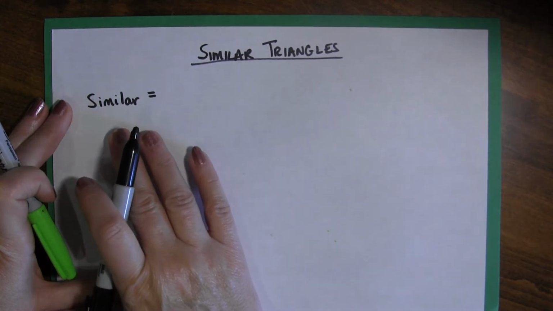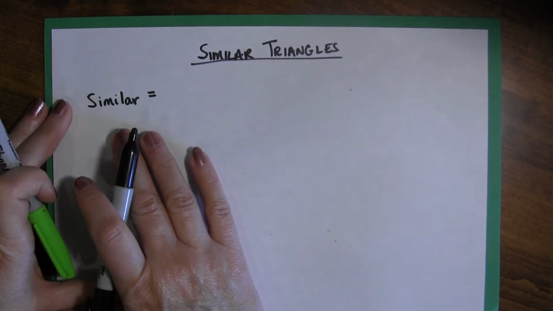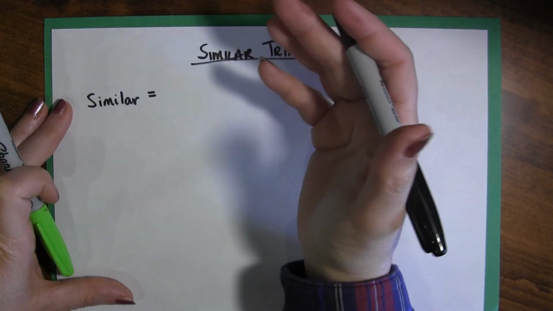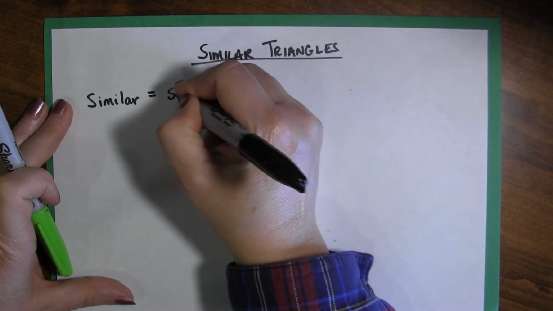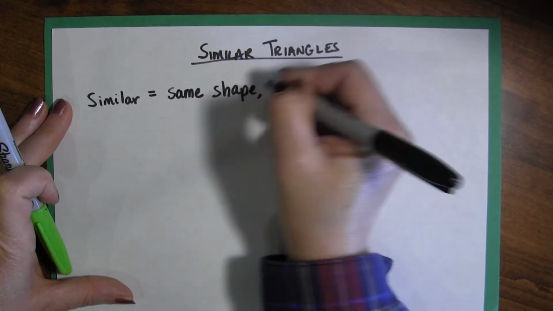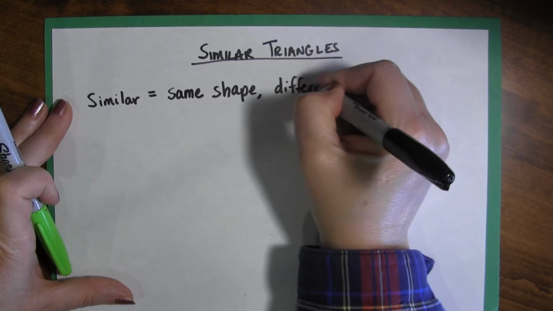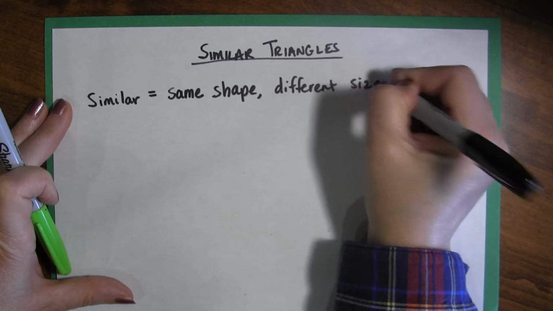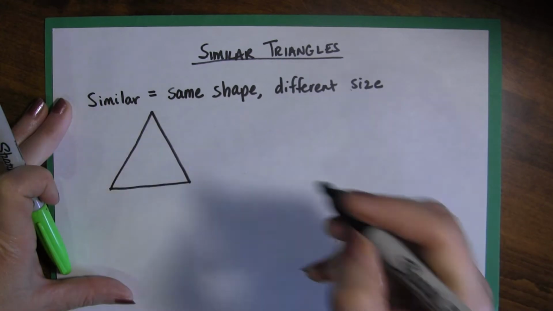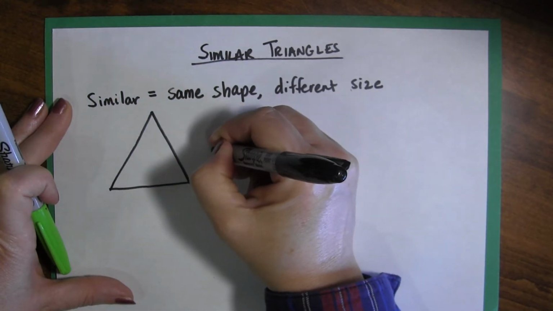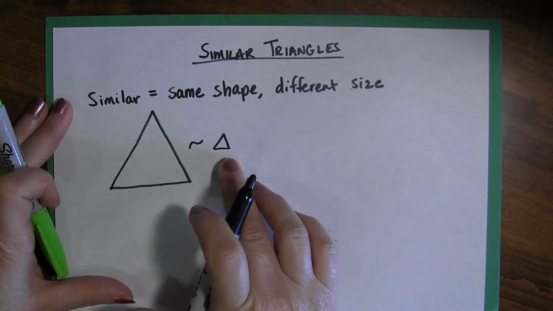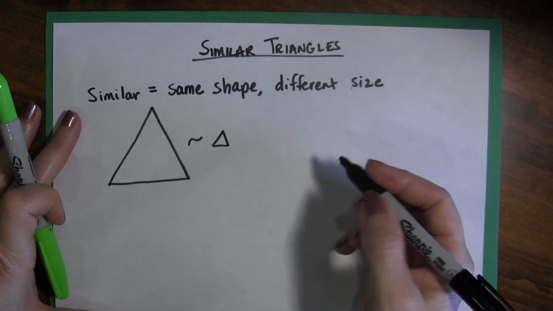So first, let's define what we mean by the word similar. In math, similar means, in layperson's language, that we are dealing with two figures that are the same shape, but different sizes. So, for instance, here is a nice equilateral triangle, and here is another equilateral triangle. These are the same shape, but they are different sizes. This one is bigger than this one.